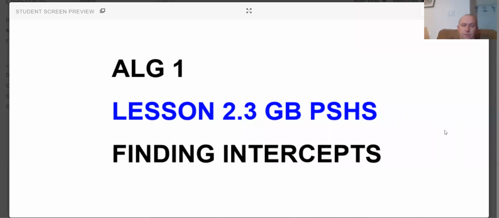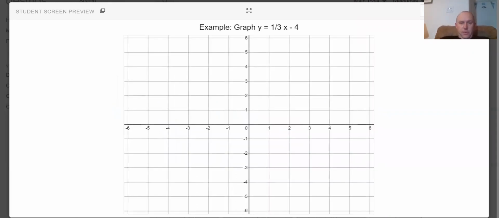Okay, this is the lesson for 2.3. This is on finding intercepts. So we're talking about x and y intercepts. In our last lesson, we did graphing in slope-intercept form. So we're going to just develop that idea just a little bit further.